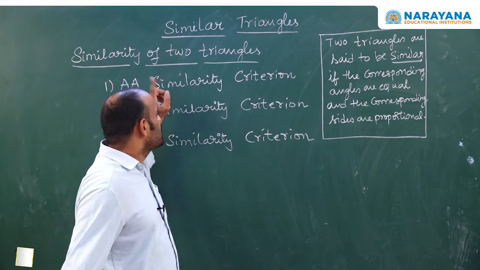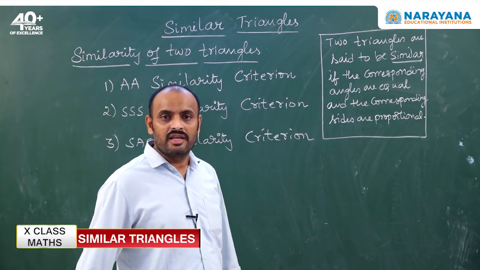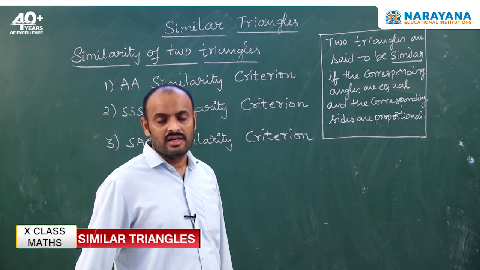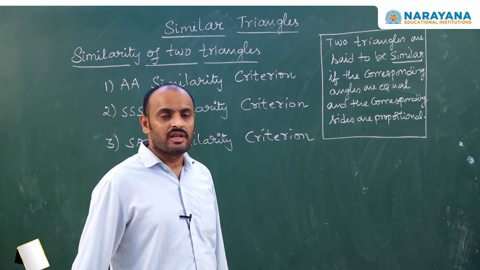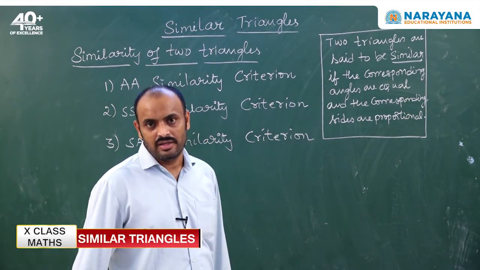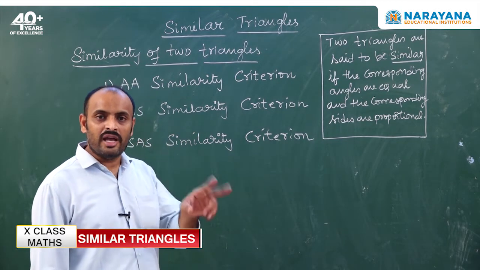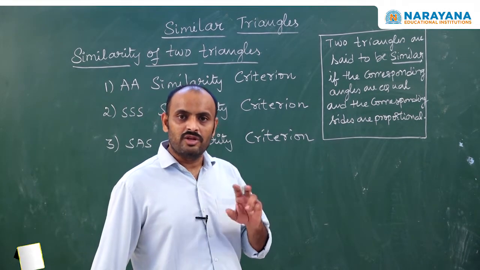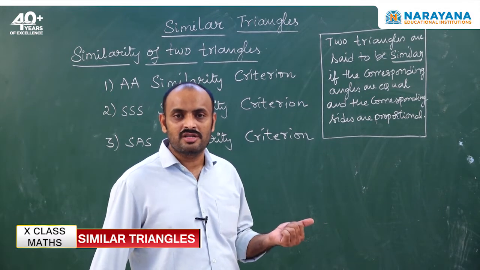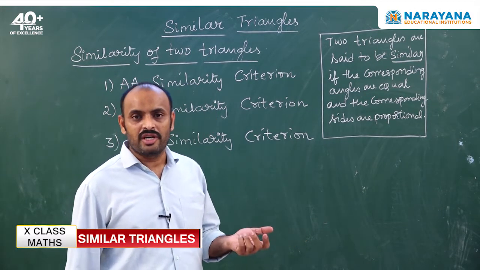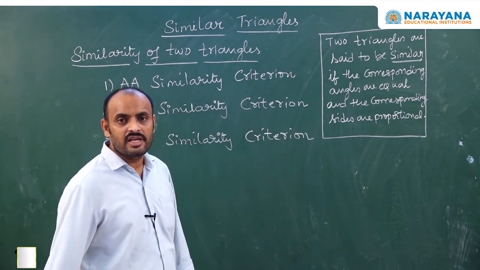So what is angle similarity criterion? If three angles of first triangle are equal to the three angles of second triangle, then the triangles are said to be similar. Once the triangles are similar, ratio of the corresponding sides are equal. That is one way of proving it. In that case, if two angles of first triangle are equal to two angles of second triangle, then also we can say that the triangles are similar, because according to angle sum property, the third angle of first triangle is equal to the third angle of the second triangle.